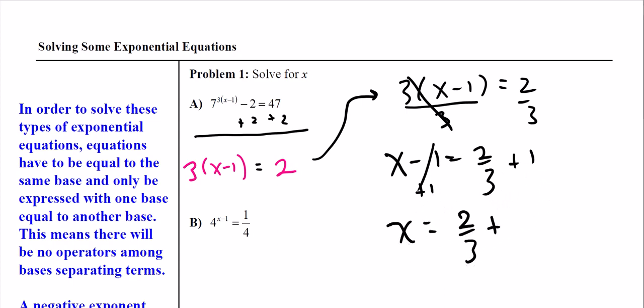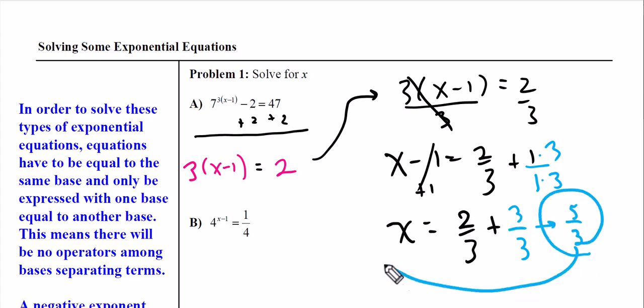This 1, I could express as 1 over 1. But I need a common denominator, so I can multiply this by 3. This is where I get 3 over 3, I'm sorry. And then if I add the numerators, I get 5 over 3. So the value of x in this exponential equation is 5 over 3. If you want a good exercise, take this 5 over 3, plug it in here, and see if you get the same result.